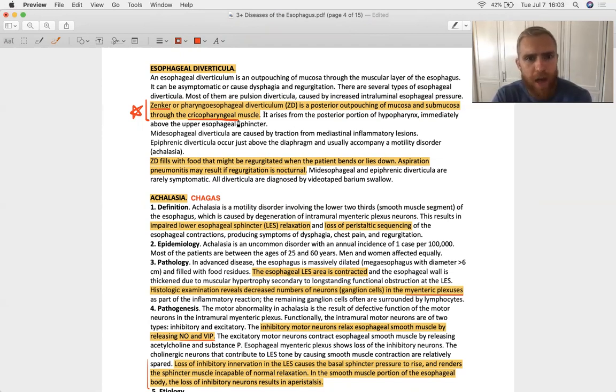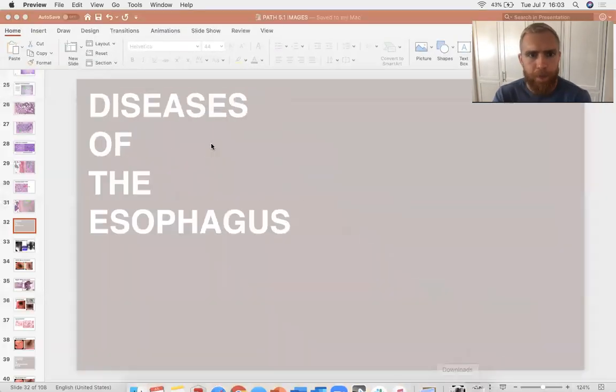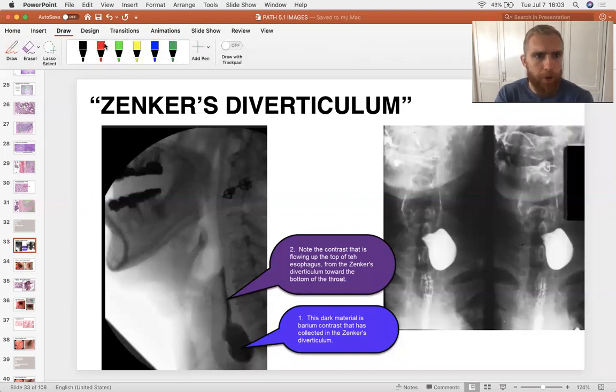So Zenker's diverticulum, also known as pharyngoesophageal diverticulum, an outpouching of mucosa and submucosa through the cricopharyngeal muscle, arises from the posterior hypopharynx, which is right above the larynx, immediately above the upper esophageal sphincter. I've got a couple pictures of it right here. So here, notice, here's the mandible, right? And then here's the airway. And then I'm highlighting in red right here.